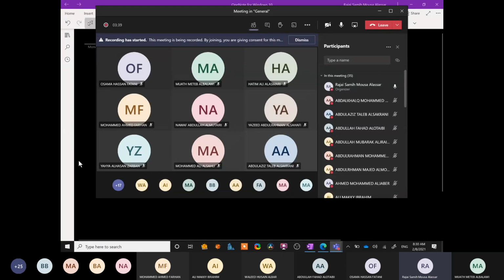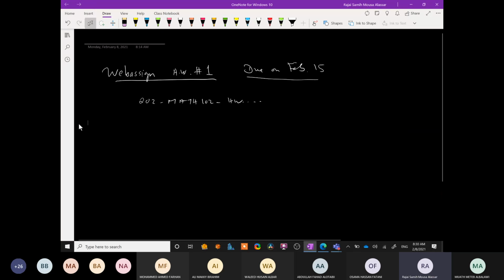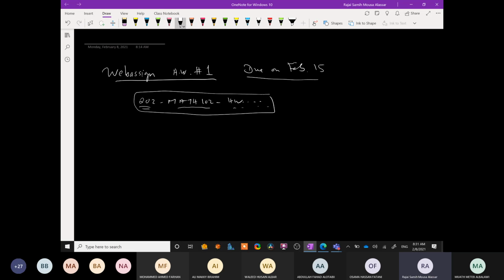So this is an announcement from the coordinator. He says in WebAssign there's a first homework set, and you'll find it under some location like 202 Math 102. This is a semester, and this is Math 102 homework. I don't know what that is. It's something like this. You certainly will find it there, and it's due on February 15. So this is your first homework assignment.